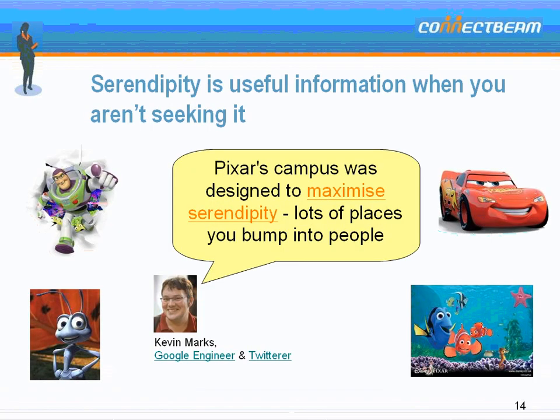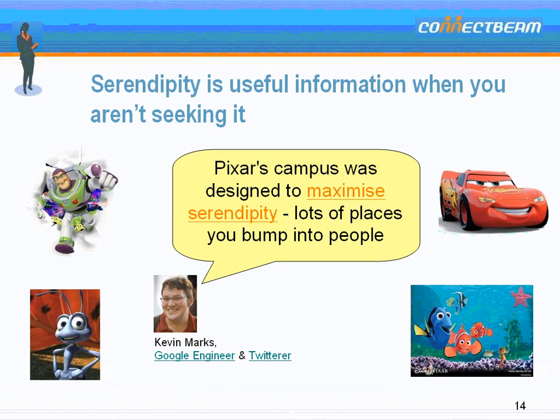All right, now the second component of our information reach program is serendipity. Now serendipity is finding useful information when you aren't seeking it. At the recent DFrag conference, there was a session on serendipity. During that session, Google employee Kevin Marks noted that Pixar's campus was designed to maximize serendipity, lots of places to bump into people. Now, Pixar's business is built on creativity, and you see some of the images here on the screen. My kids love these. Then fostering unplanned interactions among its employees is a part of its innovation culture.